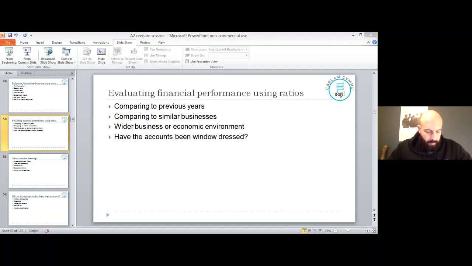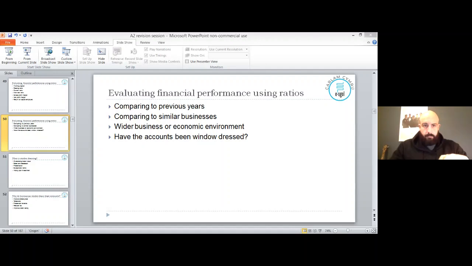What you might have to do in your exams, as I touched upon last time, is compare it to similar businesses, or compare it to previous years. But you also might have to look at the case study and comment on how the business is doing compared to the economic environment, or how that market is doing. One final thing to consider is, do you think the accounts have been window dressed? I'm going to go through this now.